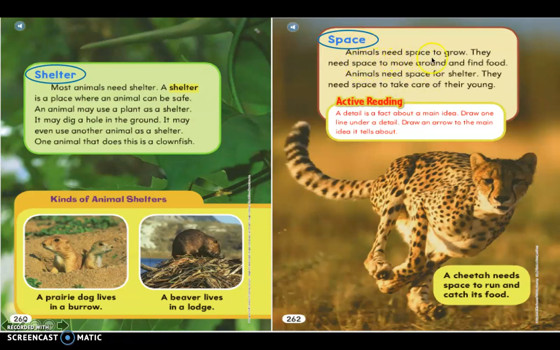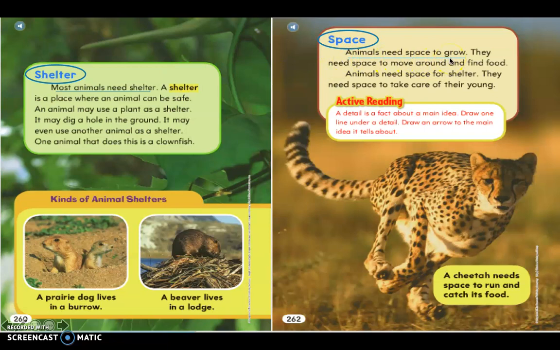Animals need space to grow. They need space to move around and find food. Animals need space for shelter. They need space to take care of their young. Okay. So if I were to think about what these two sections were about, let's find some key details. Oh, of course, most animals need shelter and they need space to grow.